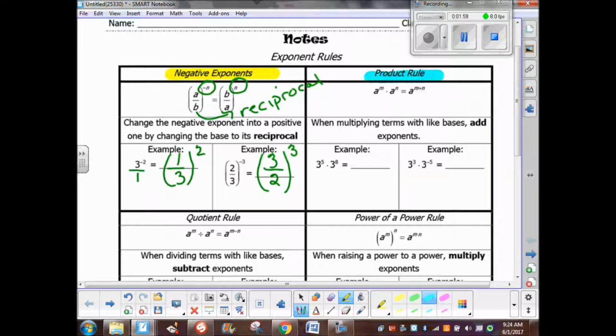All right, so what about multiplying? The product rule. It says a to the m times a to the n is equal to a to the m plus n. So somebody tell me what we did from the left side of the equal sign to the right side. Lucas. You added the exponents. Good. Like bases, add exponents.